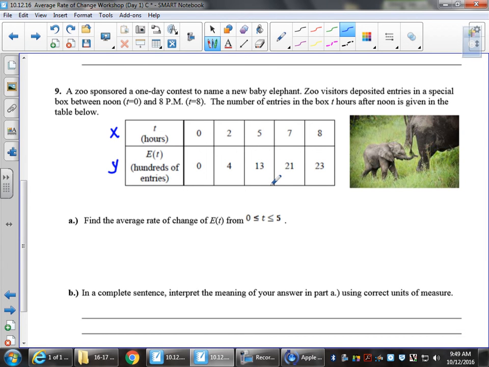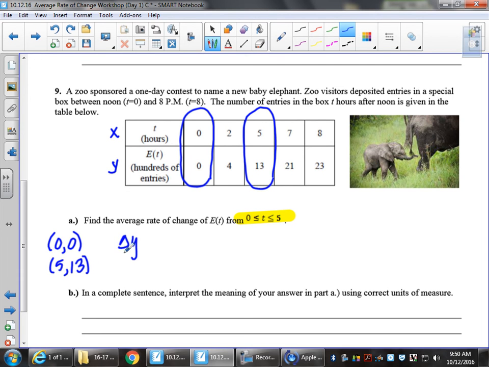Now it says find the average rate of change, and it gives me this. How are we going to work with this? Are we going to do it kind of like what we just did? So here's one, right? When X is 0, what's Y? And what's my other one going to be? So let's actually state 0, 0 and 5, 13. Let's do this one out together.